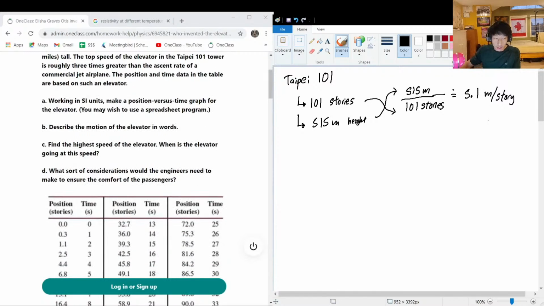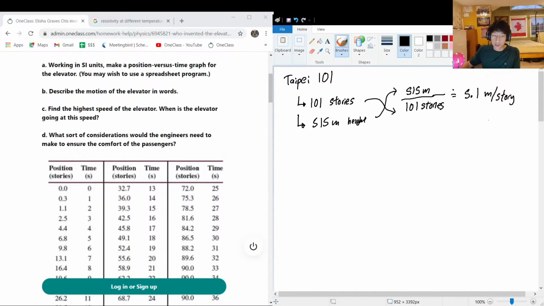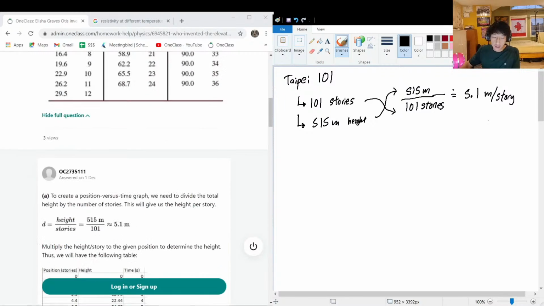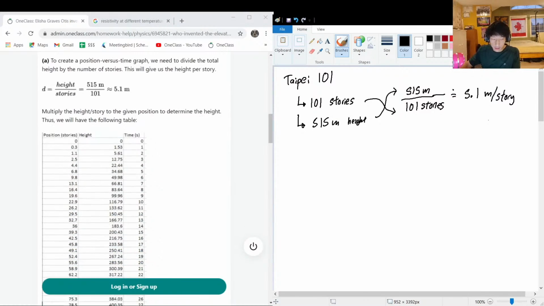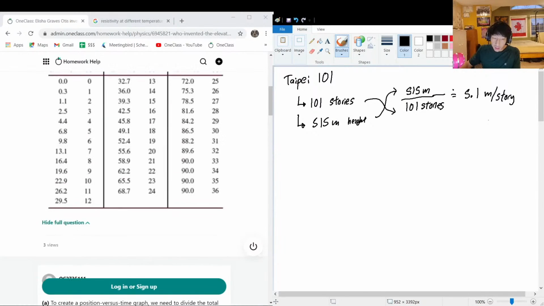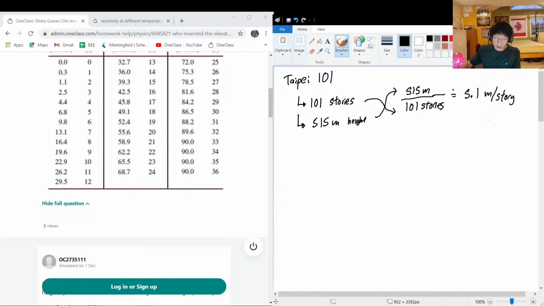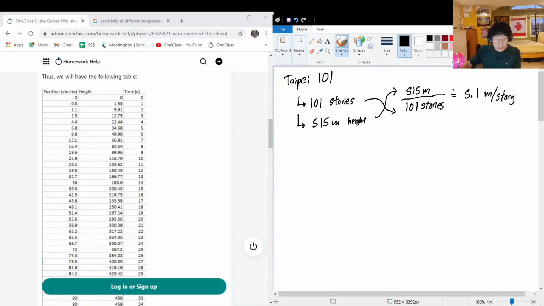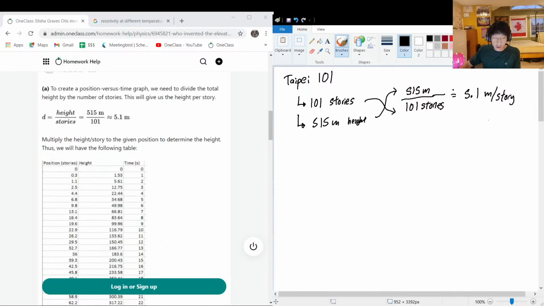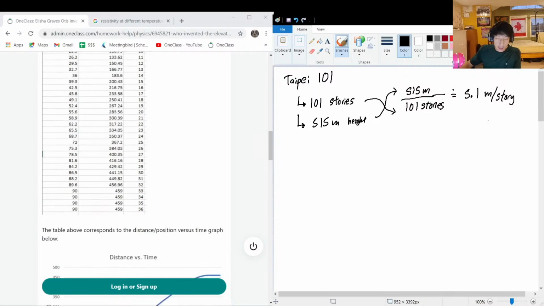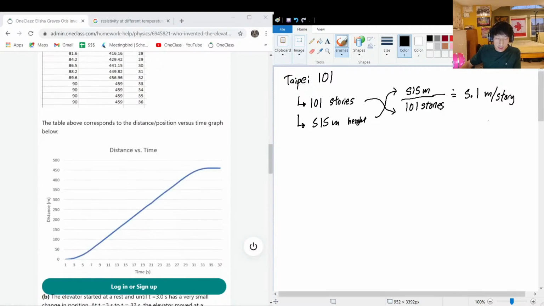Through these calculations. Okay, so it's asking us to make a position versus time graph, but let's see if our junior tutor here has done that, because it's quite tedious to type all of this in and then graph it. Yeah, so here they've done the conversion. They came to the similar conclusion, 5.1 meters per story. Sounds about right. And so they got the following table, and to graph it, you can see that your distance versus time is fairly linear.